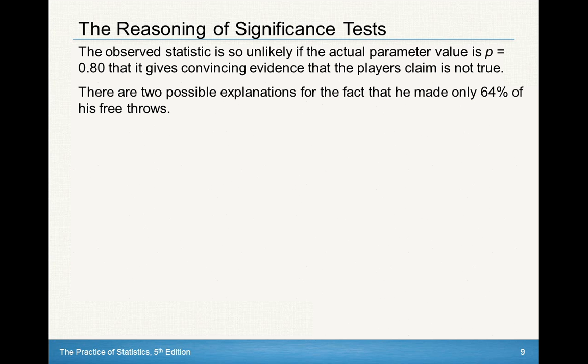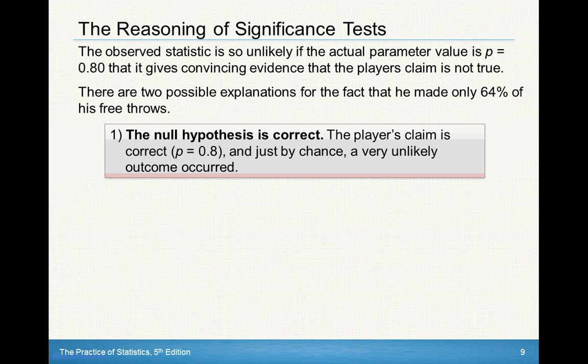This is so small, it's really unlikely that this guy actually shoots 80%. There's 2 reasons why he could have come up with an answer like 64%. One reason is he just had a really bad day. He really is an 80% free throw shooter, and just by pure luck, or in this case, unluck, he didn't have a very good free throw shooting day.